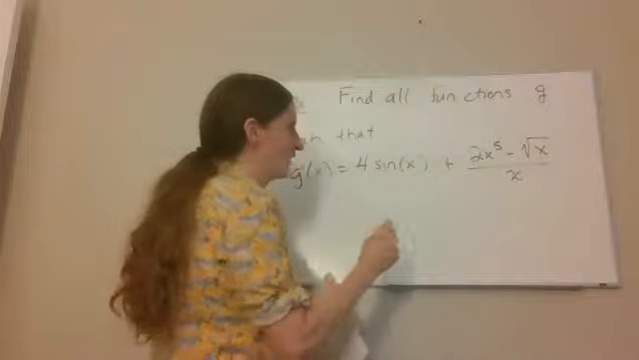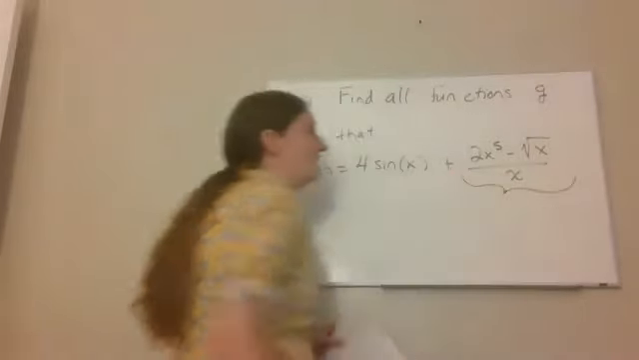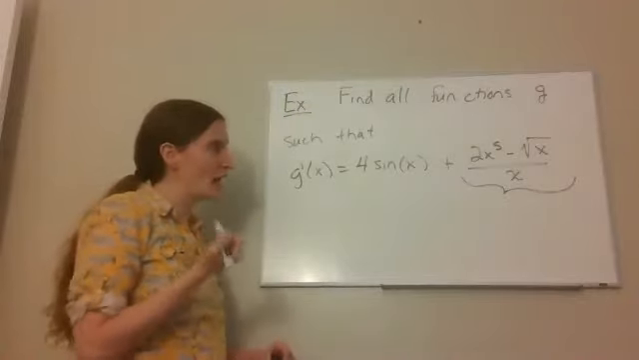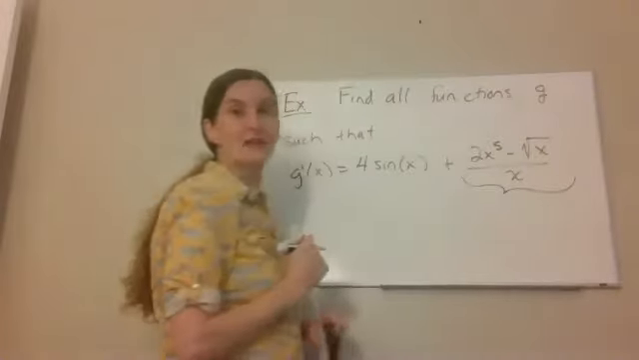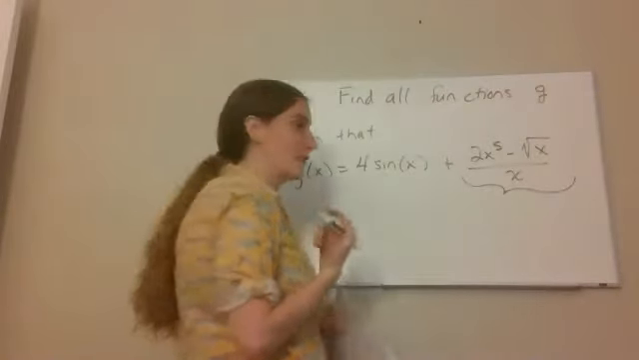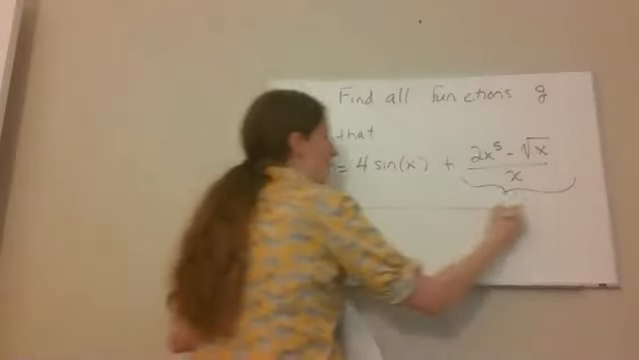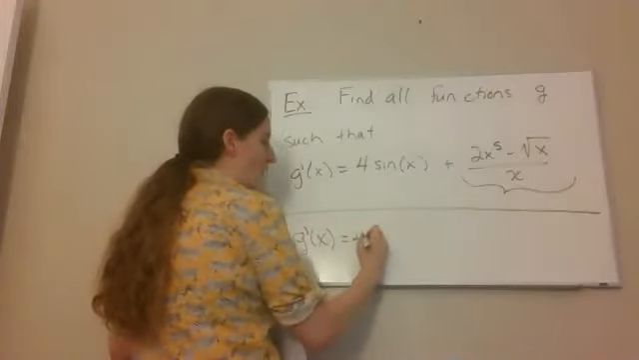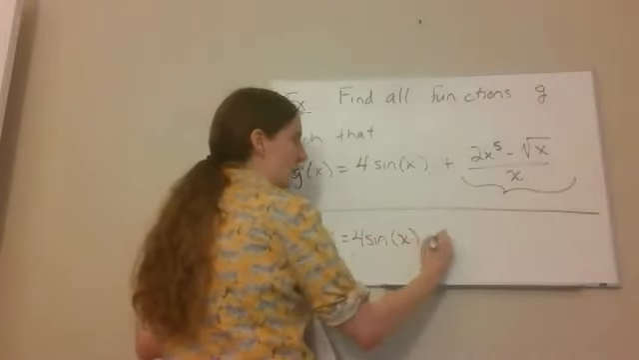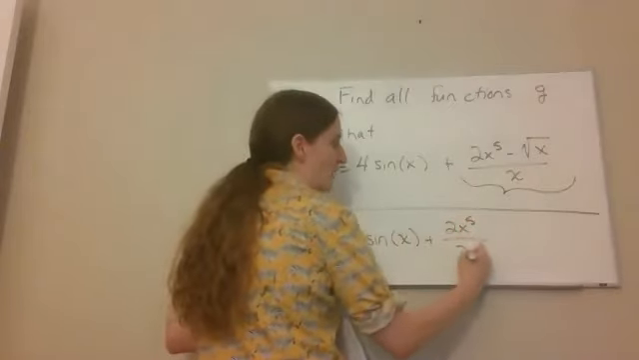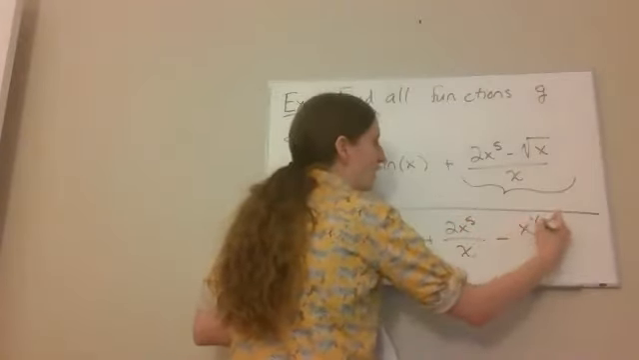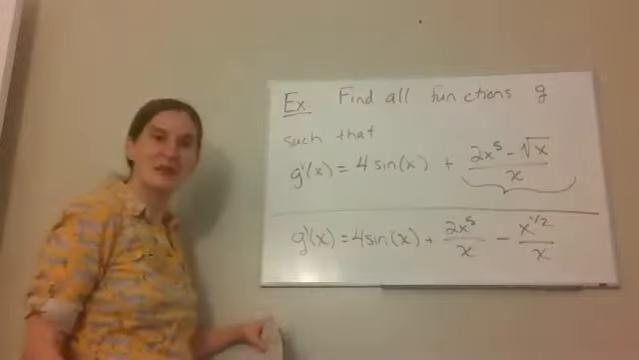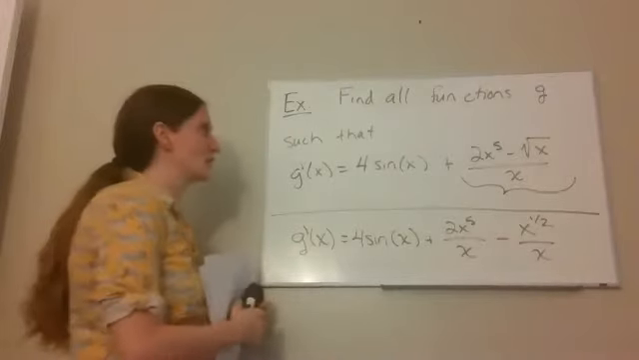I would highly suggest that when you look at this term over here, we should probably split that into 2 fractions, to make it a little easier to work with. And I also would rewrite the square root as x to the 1/2 power, just to make it easier on me. So that's where I'm going to start. Let's rewrite our derivative. I have 4 sine x plus 2x to the 5th over x minus x to the 1/2 over x. Now both of these fractions, we can simplify a little bit before we find the antiderivative.